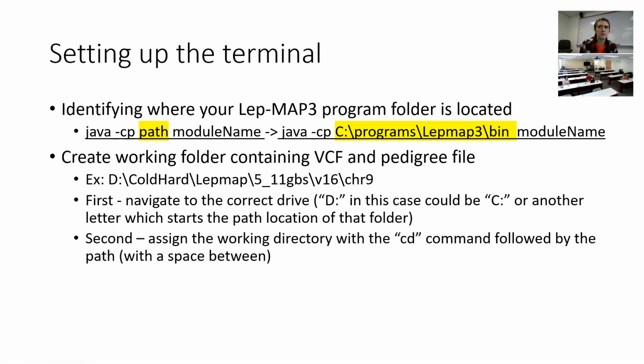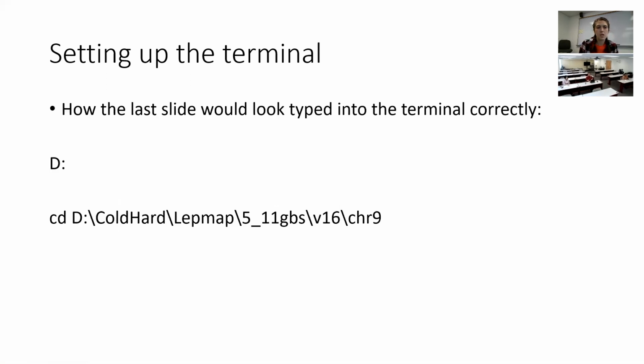Any other questions? So this is what the setup lines would look like in the terminal. You'd put your drive extension, so D:, and then you put CD for change directory, a space, and then the folder that you're using to store your input and output files.